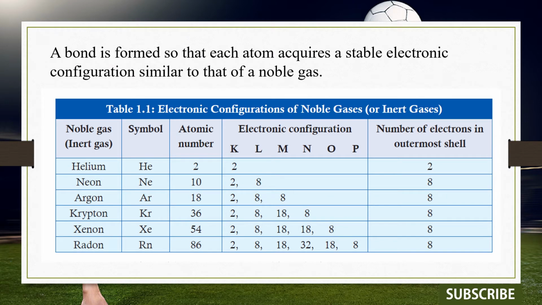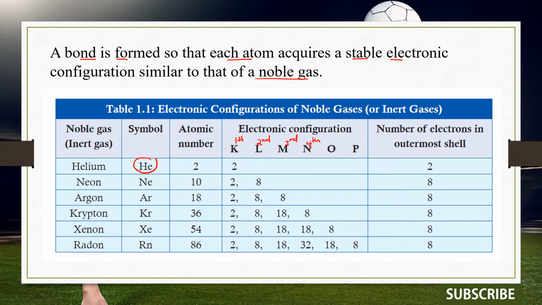The sole purpose of any atom, whenever it's trying to form a bond with another atom, is to try and obtain a stable electron configuration, and with that we mean one that is similar to the noble gas electronic configuration. When you look at the table below, we have helium. Helium has 2 electrons, and it has 1 energy level. This is our first energy level, second, third, fourth, and so on.